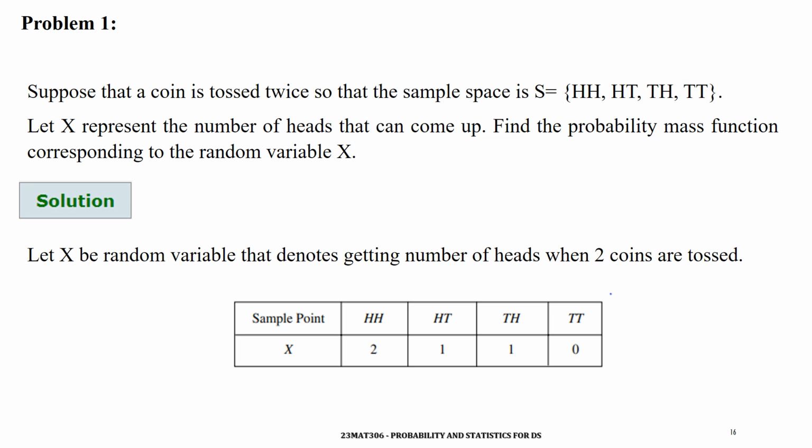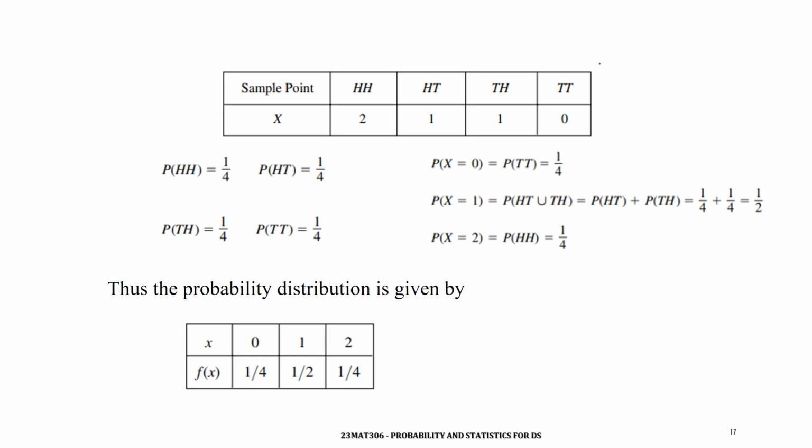Now consider tossing a coin twice. The possible outcomes are head-head, head-tail, tail-head and tail-tail. We define a random variable as the number of heads. Now we count how many heads appear in each outcome, and after counting we assign probabilities to each value of x. This gives us what is called a probability distribution, which tells us how likely each value is. So the probability distribution of x and f of x is as follows in this table.